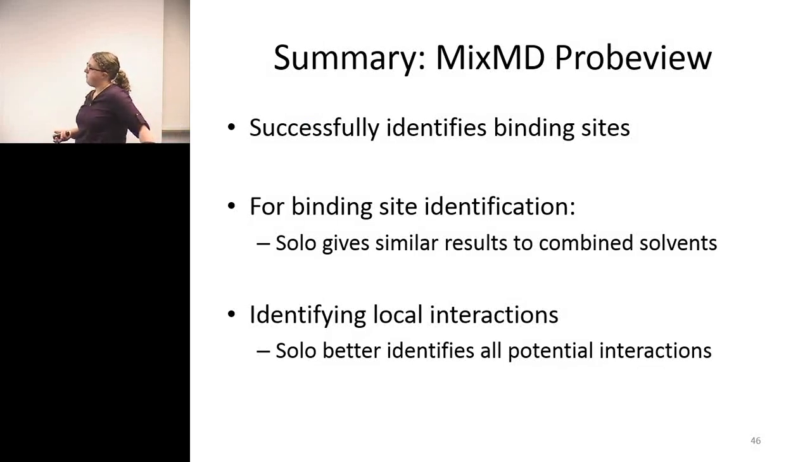So in summary, from our automated tool, we found that we can successfully identify binding sites. As for the different setup procedures, again, it goes back to what you're interested in getting out. If you are interested in identifying the binding sites, we find that any of the solvent mixtures give similar results. If you're interested in identifying all of the potential local interactions, the combined solvents tend to give slightly poorer predictions than running each solvent individually, because you don't have that competition between solvents.